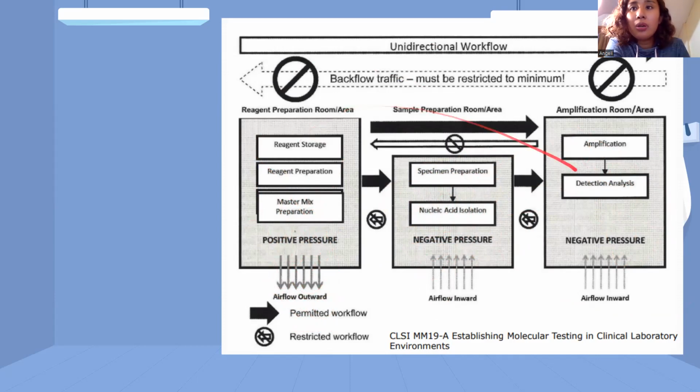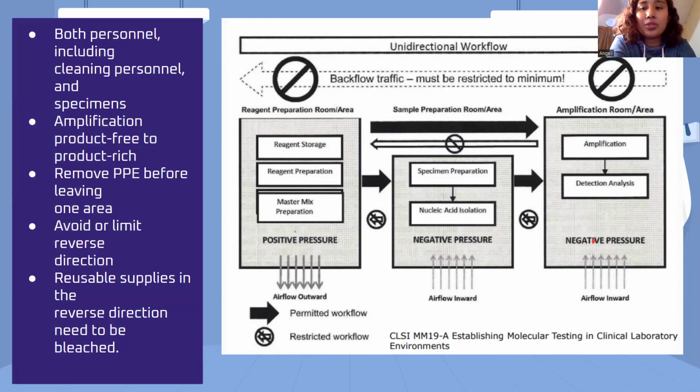So, itong negative pressure, if you want it to be talagang kulob, isolated, contained, talagang contained. So, kunyari, sinabi mo, it's contained. It cannot go out. Okay. So, both cleaning personnel and specimens should have a unidirectional workflow. Mga tao, one way. Mga naglilinis, one way lang. Mga specimen, isa lang. Hindi bumabalik.